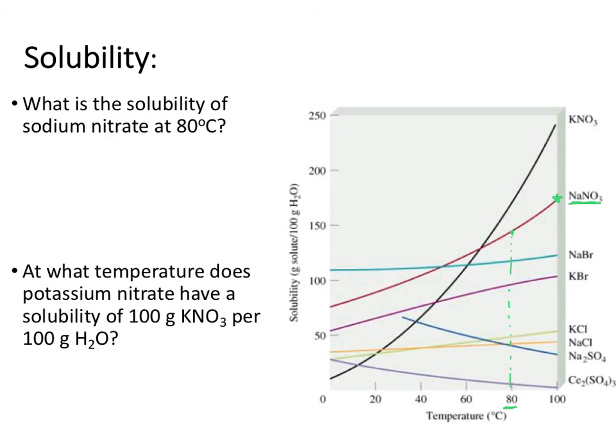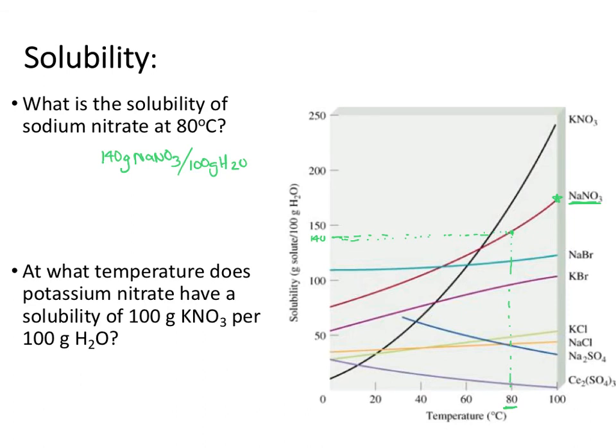Now, when I am on this curve, that is when I am at my saturation point. So at that temperature, the saturation point of sodium nitrate to make a saturated solution is going to be the value that I extrapolate over here when I move to the y-axis. So approximately maybe like 140, something like that. So I would say I would have 140 grams of NaNO3 for every 100 grams of H2O.